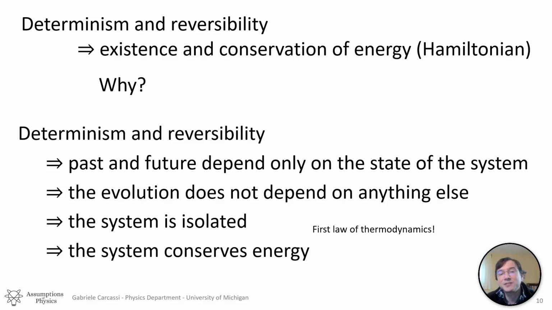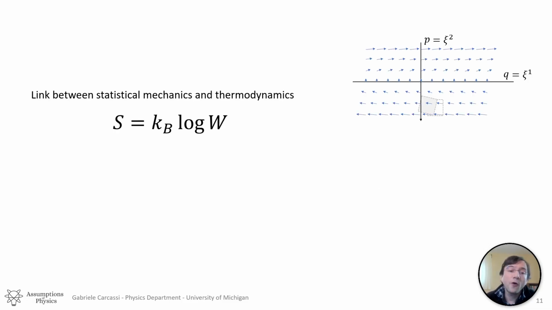So it does make sense. What we have recovered is really a stronger version of the first law of thermodynamics, because it doesn't just tell us that energy is conserved. In fact, it tells us that the energy in the form of the Hamiltonian exists and it is conserved. Now, going forward, there is a link between statistical mechanics and thermodynamics through the entropy.